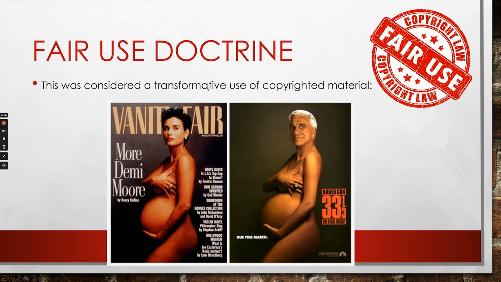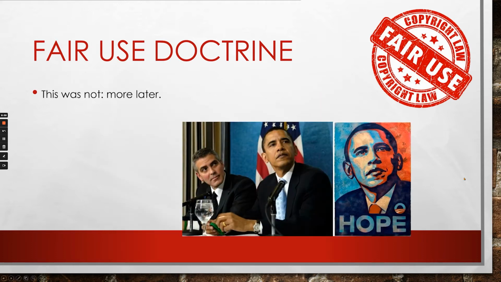So this was considered a transformative use of copyrighted material. This movie, Naked Gun 33 1/3, you guys are probably too young to remember this. But she was on Vanity Fair. This was really famous. And then this movie came out a year later, making fun of it. And they kind of got mad at them. And it was said this is transformative use. Now, this was not considered transformative use. If you recognize this poster, there was a lawsuit brought against this poster, the Obama Hope poster, and it was not considered fair use. We will talk about that in a few minutes.